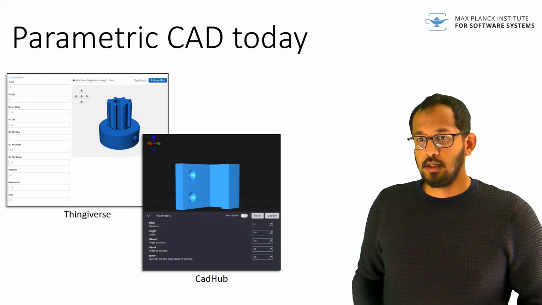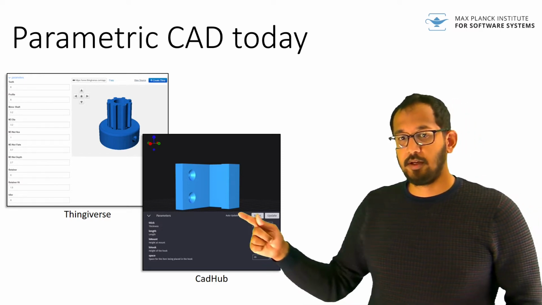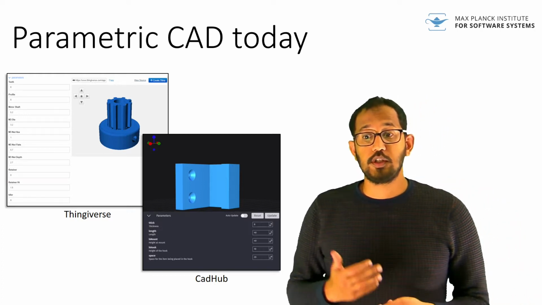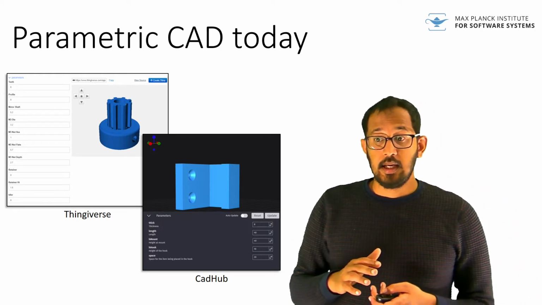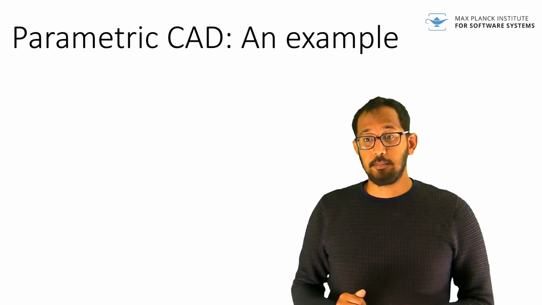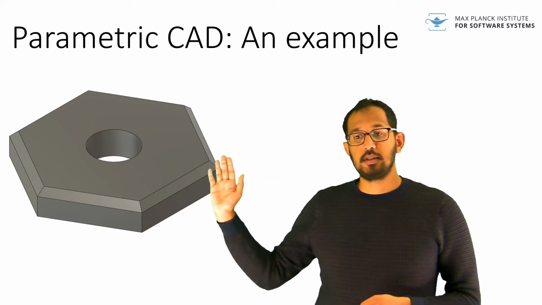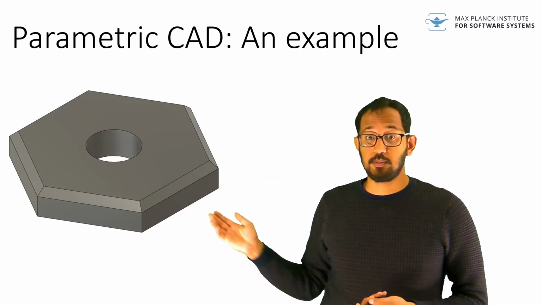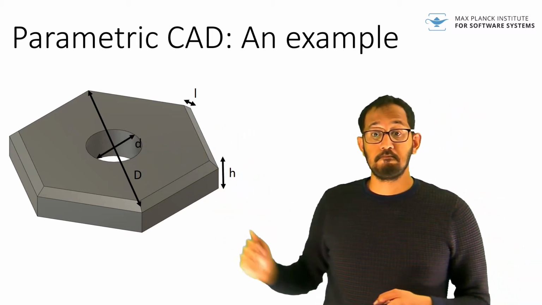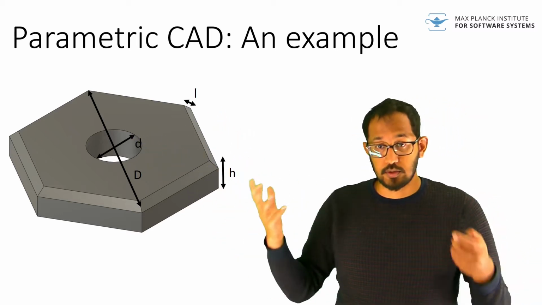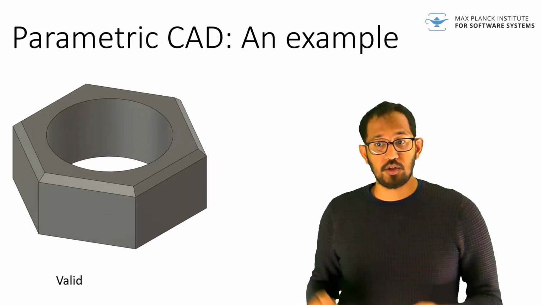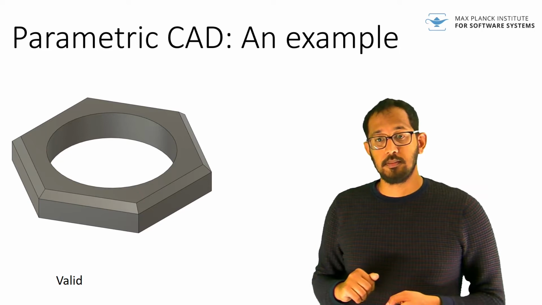Sounds amazing, right? Well, the parametricity adds a bunch of complexity. People often don't know which values lead to valid results and how to find these values. Let's take an example. Here we have a design of a simple hex nut. The design is parametric, meaning this, and this can be changed to get many variations of this design. This means this is a valid variation, and so is this.